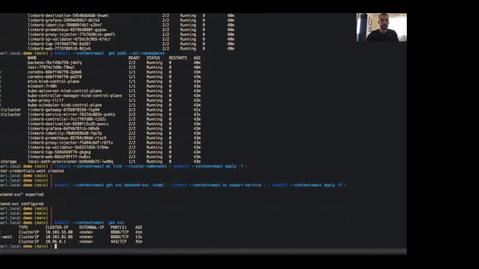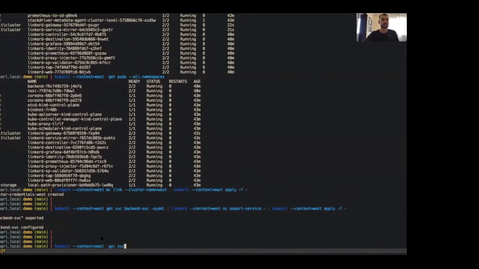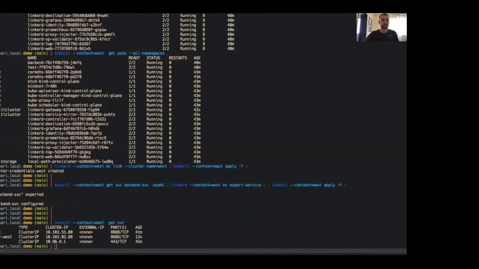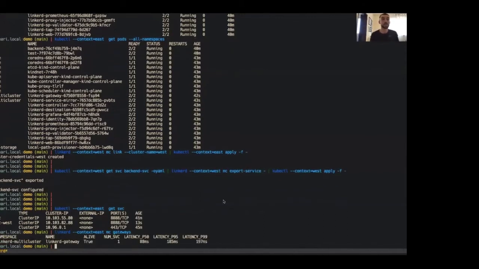So now we can use the gateways command in order to see all the gateways that are available to cluster east. You can see that there is a Linkerd gateway for cluster west that is available on cluster east, and there is one mirrored service. And there are some stats about the latency to this gateway.